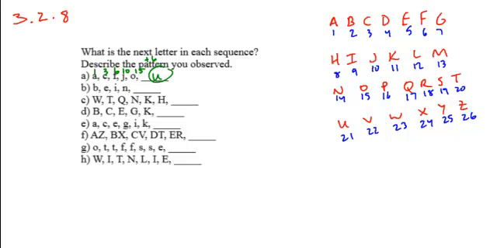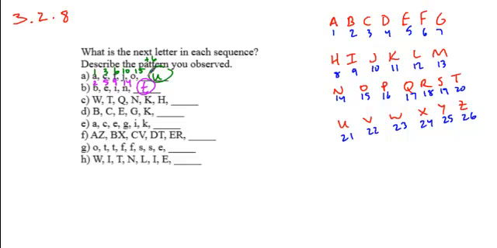If we look at the same type of pattern with the next set, we have B is the second letter, E is the 5th, I is the 9th, N is the 14th. Again, if we look at these, we add 3, add 4, add 5. So if we add 6 to 14, we get 20. And our 20th letter is T. So our solution for B is the letter T.